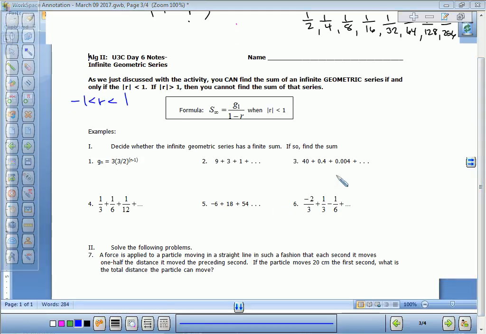Okay, so let's look at these. We're going to do the top 3 together. You're going to do the bottom 3 on your own. The first one gives us the geometric sequence formula. Go ahead and pull out those notes that you picked up yesterday that we did not get to. We're doing those today.